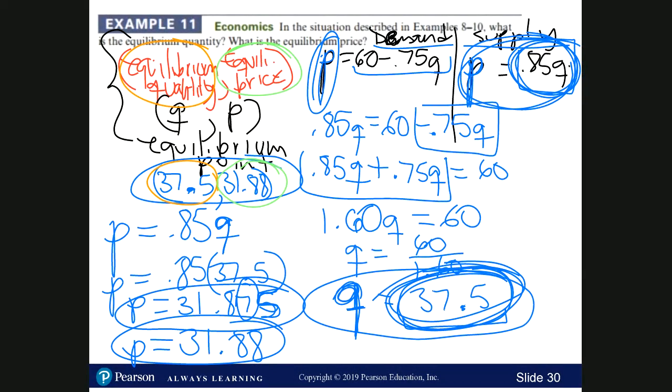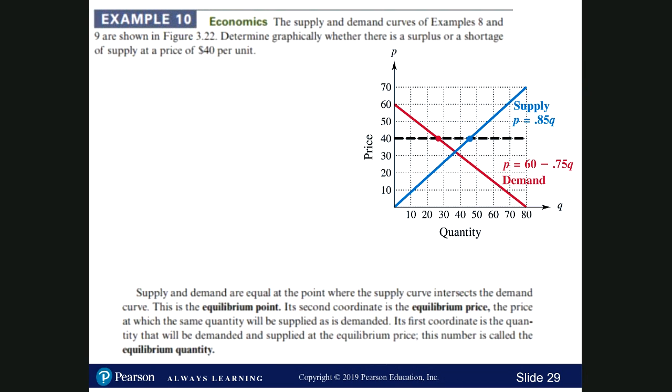Together, they form the equilibrium point, and I'm going to show the graph one more time. That point will be here. So the coordinates for that point are 37.5, 31.88. And that is the equilibrium point where the supply and the demand are the same.